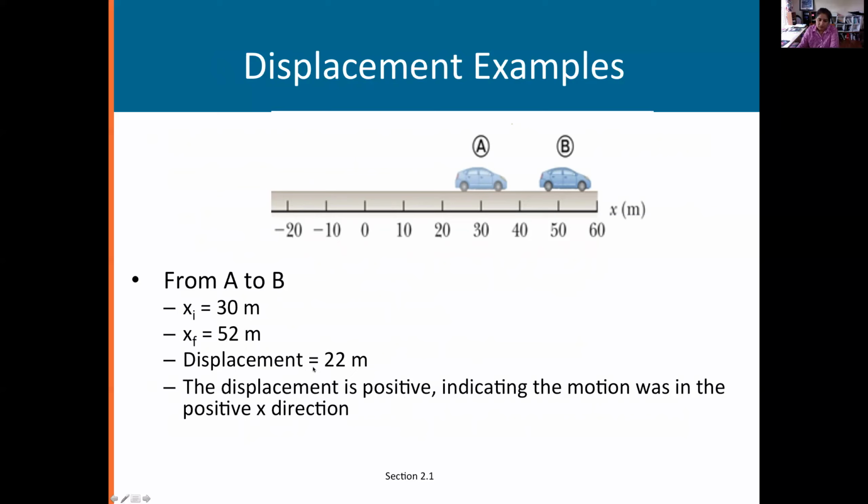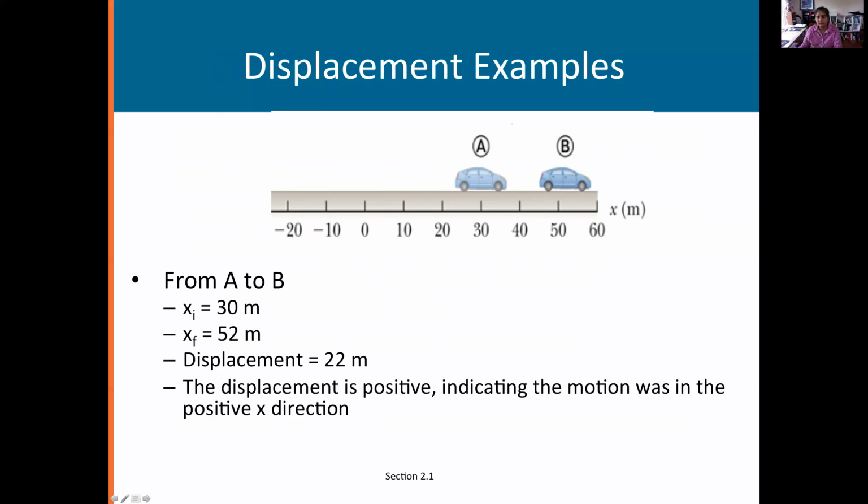Okay, so now we see that the displacement has a magnitude, which means the value, which is like 22 meters, or 22 units, and that it has a direction. It's a positive number. So the displacement was to the right of its initial starting position, which is indeed the case. B is further to the right from A.